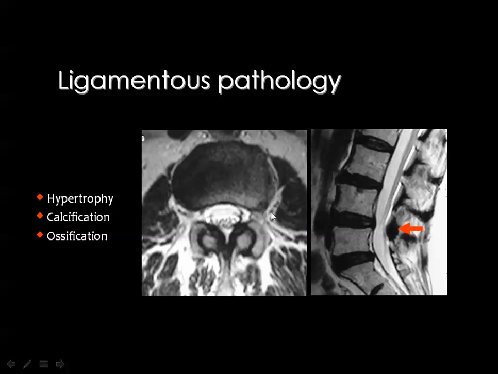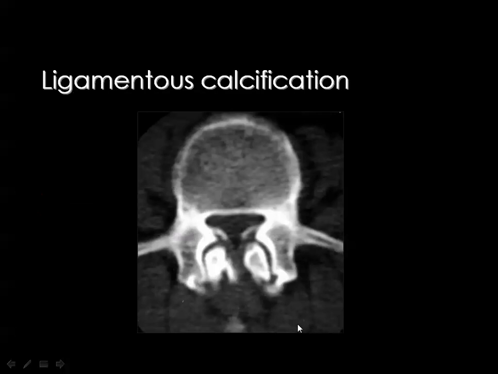In hypertrophy, the ligament itself is of low signal in all pulse sequences. And if the ligament is hypertrophied, it will encroach on the spinal canal, and this can be seen in the axial images and can also be seen in the sagittal images. This is the normal ligamenta flava, and this is hypertrophied ligamentum flavum.